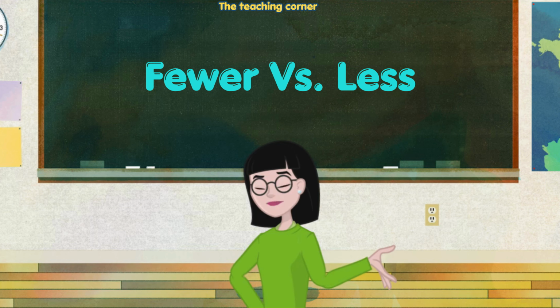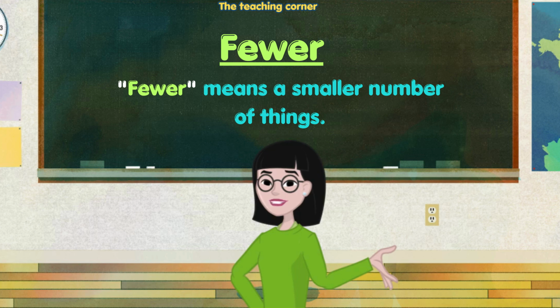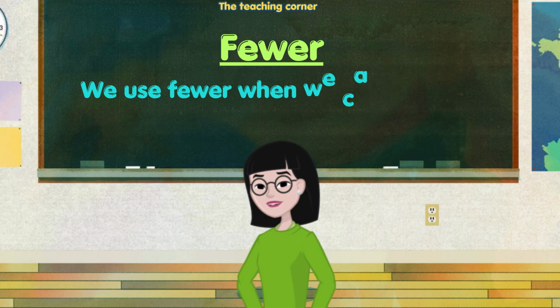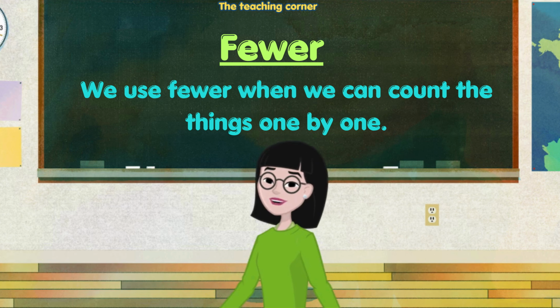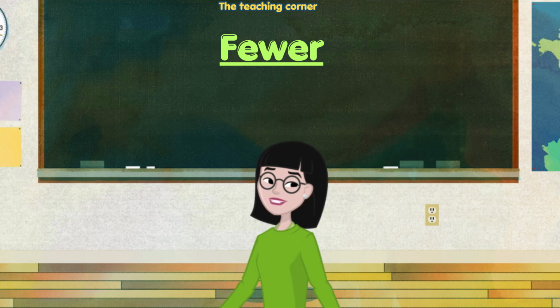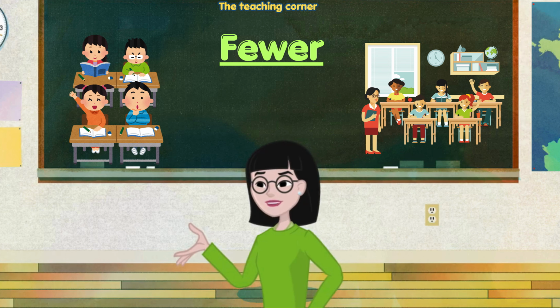Let's begin with fewer. Fewer means a smaller number of things. We use fewer when we can count the things one by one. Ask yourself, can I count it? If the answer is yes, use fewer. For example, there are fewer students in the classroom today.